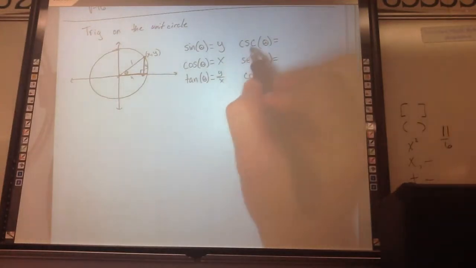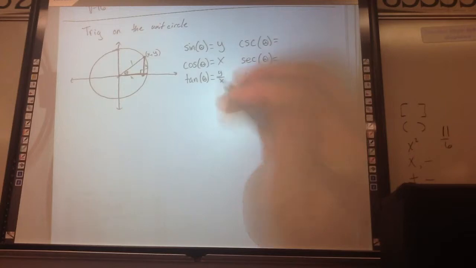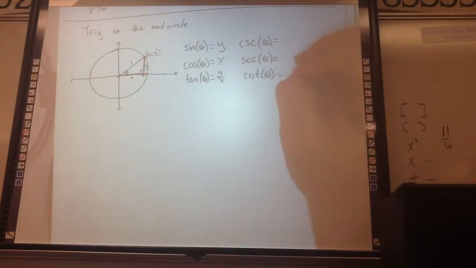Cosecant is the reciprocal of sine. So what's cosecant of theta? 1 over y. Secant of theta is 1 over x, and the cotangent of theta is x over y.